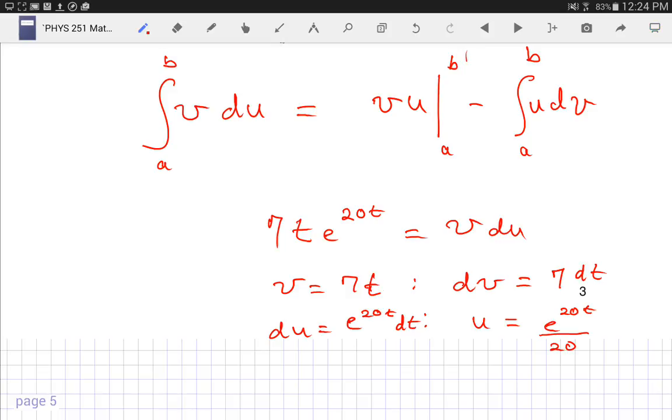Now, the last one that was on that homework sheet, and I can change back to it easily enough now. The last one is going to require you to use L'Hopital's rule. You take the integral of that, you're going to end up with a term that is, in essence, 0 times infinity.